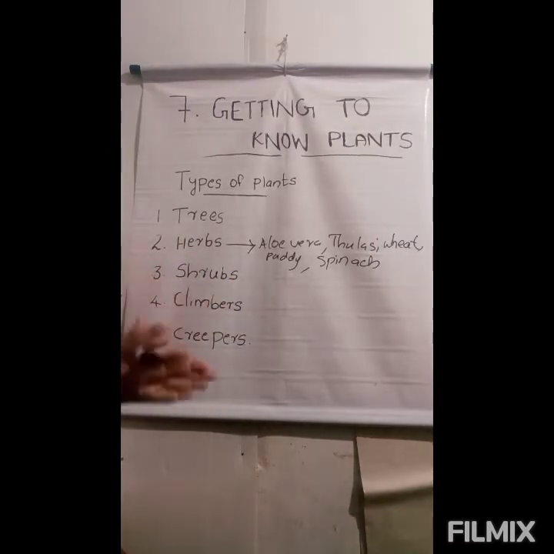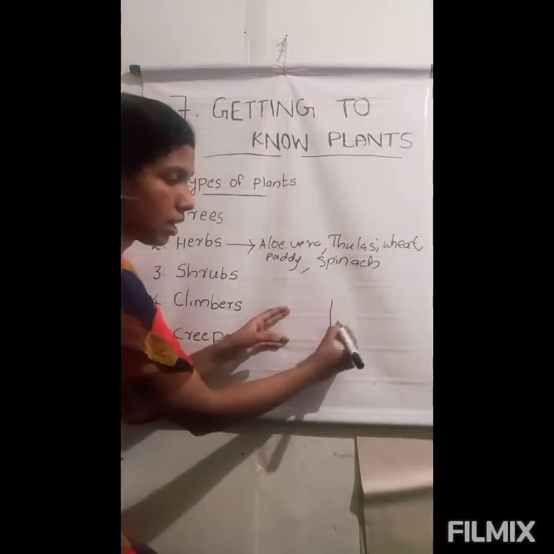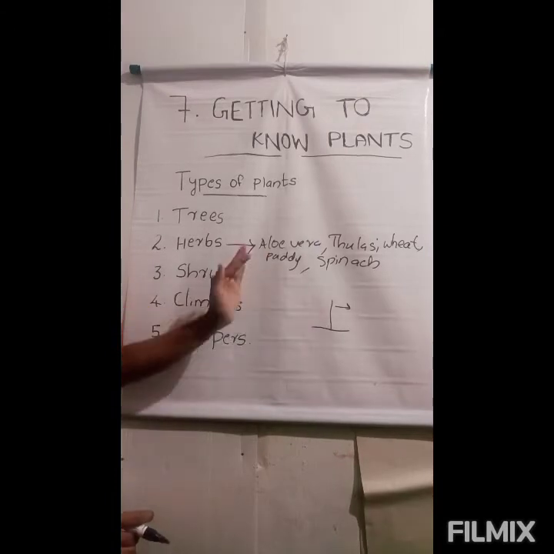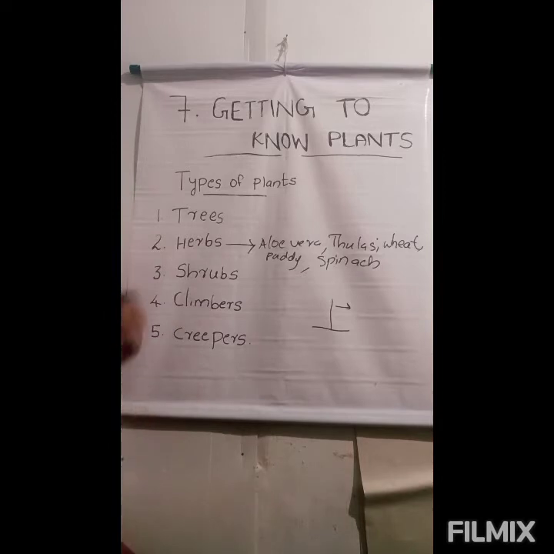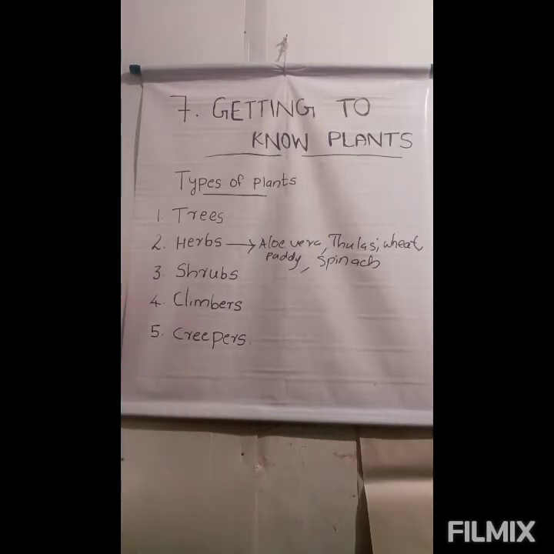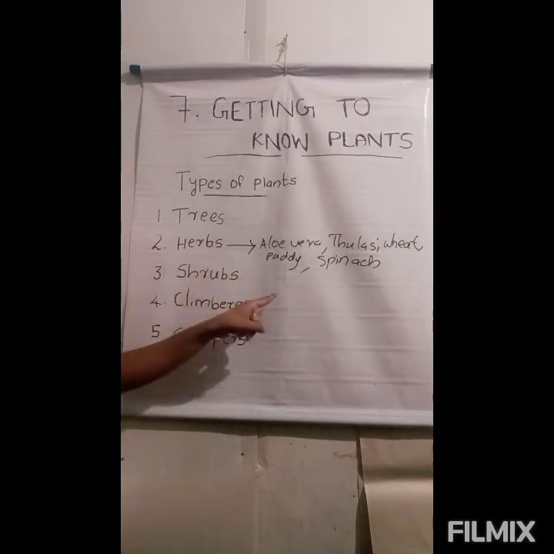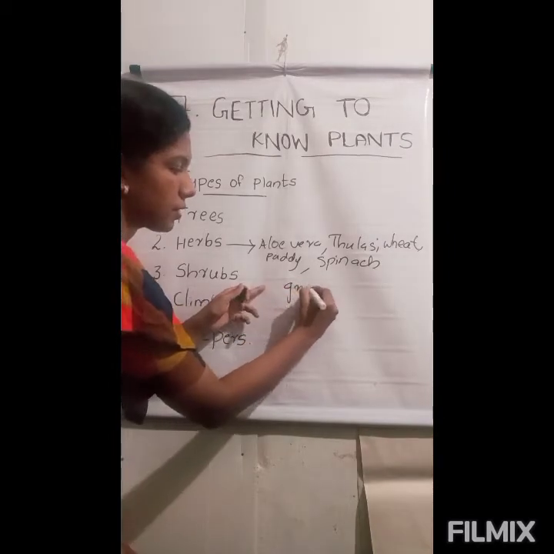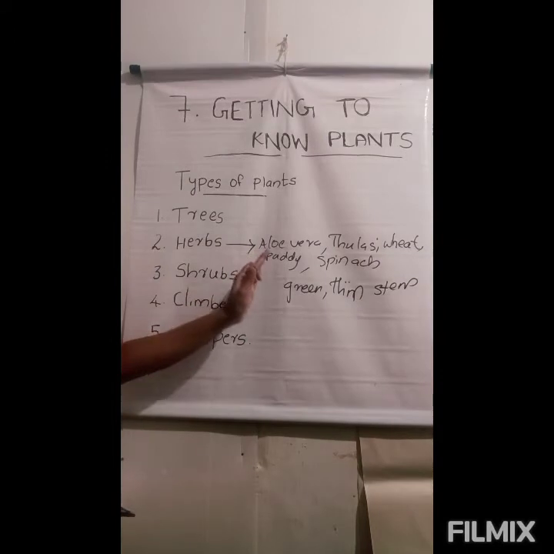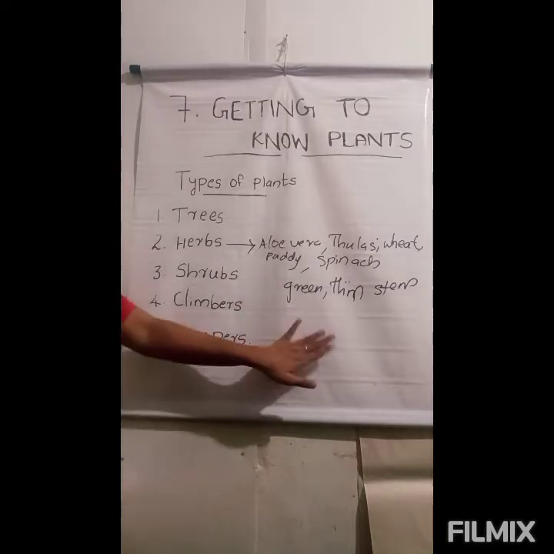These types of plants will have a green colored stem, and this stem will be very weak and thin, but it is sufficiently strong to stand upright. It has the strength to stand upright, though at the same time it is weak. So herbs are plants with a green, thin stem that has sufficient strength to support the plant, and it will stand upright.